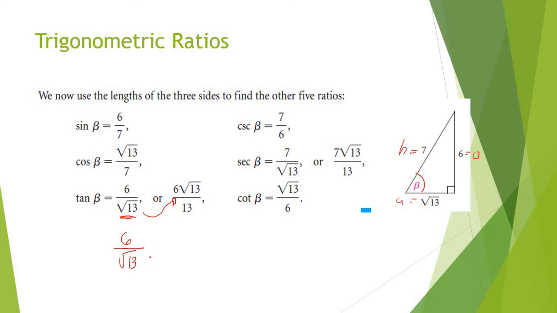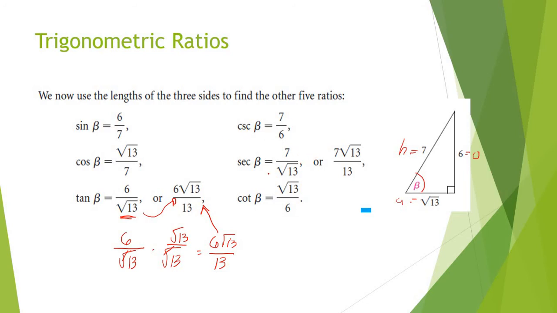In order for you to remove the radical, remember what we had last time? We're just going to multiply that one by square root of 13 over square root of 13. So in order for us to remove the radical, what will happen here? It will become 6 square root of 13 over 13. Okay, so next, the cosecant. Cosecant is just the inverse of sine, that will become 7 over 6.